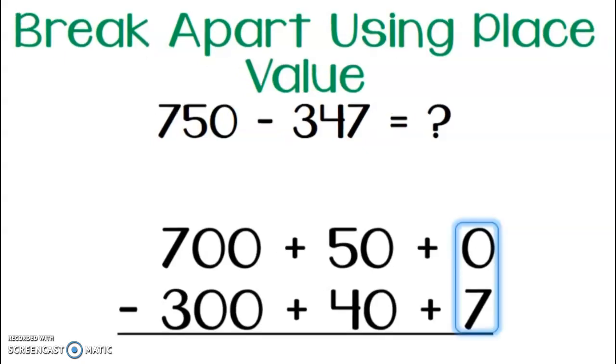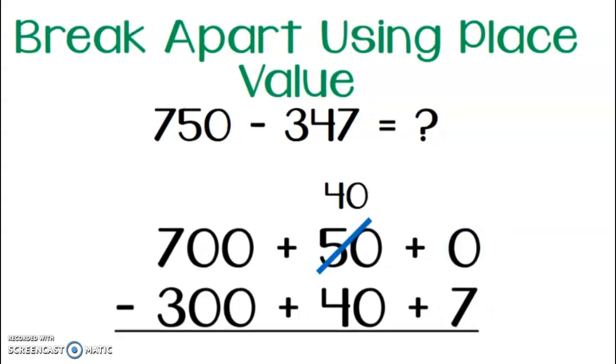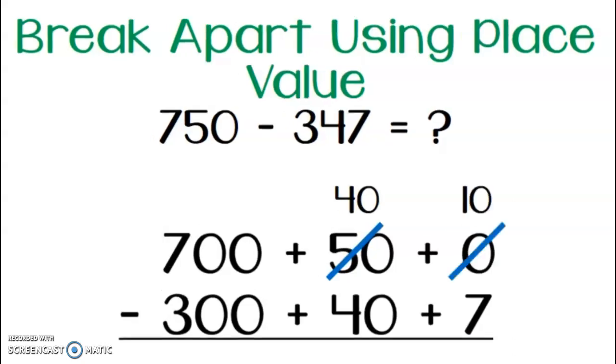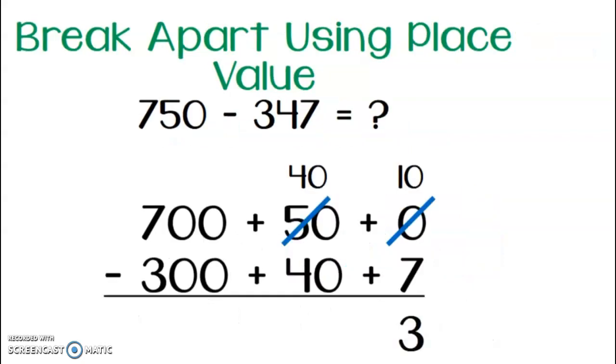First, let's take a look at our ones. Once again, I see 0 minus 7. I know that I cannot take 7 away from 0, so I'm going to have to regroup and borrow a stick of 10 from my tens place, leaving me with 40. I'm going to take that stick of 10 and put it into my ones place, now leaving me with 10 ones instead of 0. I can now subtract 7 from 10. 10 minus 7 gives me 3.